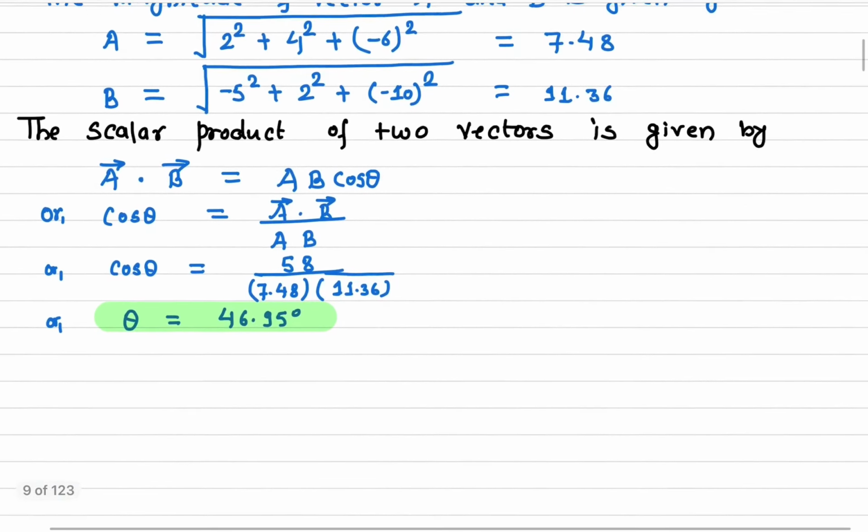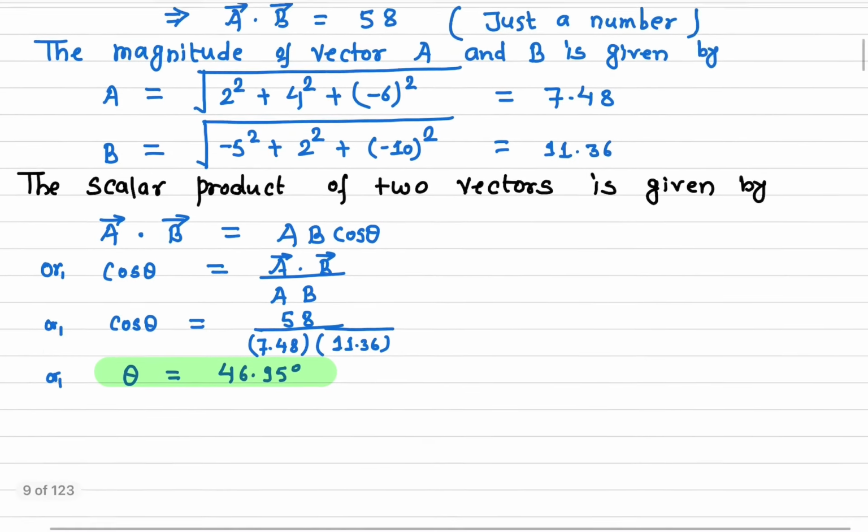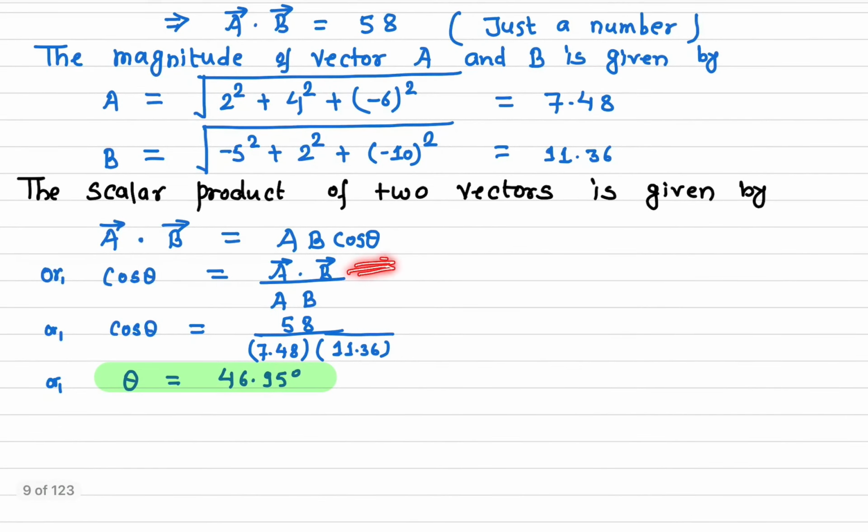The scalar product of the two vectors, by definition, is given by this formula here. A vector dot b vector is given by ab times cosine theta. And cosine theta from this one is a vector dot b vector divided by the magnitude of a divided by the magnitude of b. We already have calculated a vector dot b vector, which is 58.